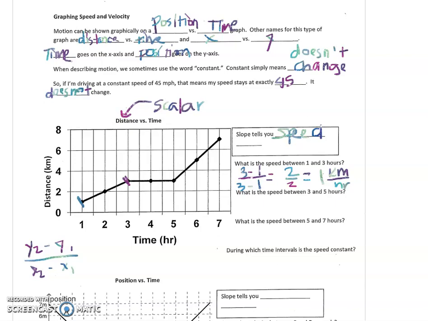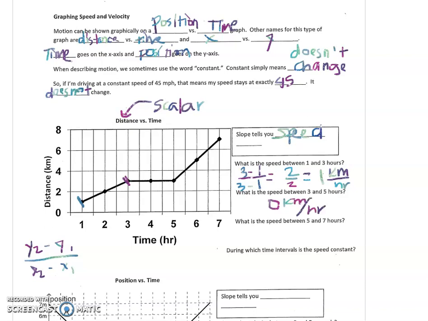And pause the video and see if you can complete the rest of these. And I will go ahead and work those out as well. So between 3 and 5 hours, you don't even really need to do a calculation here because it's staying at the same position for this entire time. It is not moving. So that would be 0 kilometers per hour.